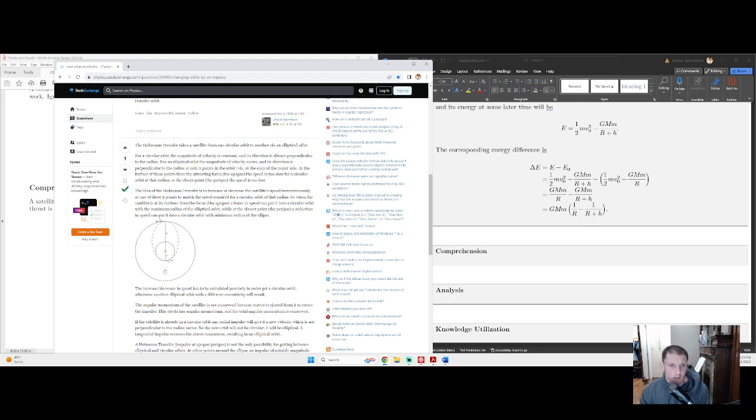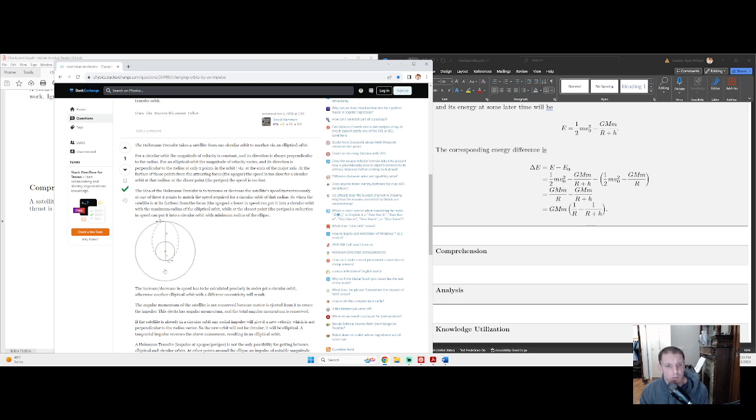And let me just quote what he says, because I don't think I could say it better than he did. He says, the idea of the Hohmann transfer is to increase or decrease the satellite's speed instantaneously at any one of these two points to match the speed required for a circular orbit of that radius. So when the satellite is at its furthest from the focus, the apogee, a boost in speed can put it into a circular orbit with the maximum radius of the elliptical orbit, while at the closest point, a reduction in speed can put it into a circular orbit with minimum radius of the ellipse.